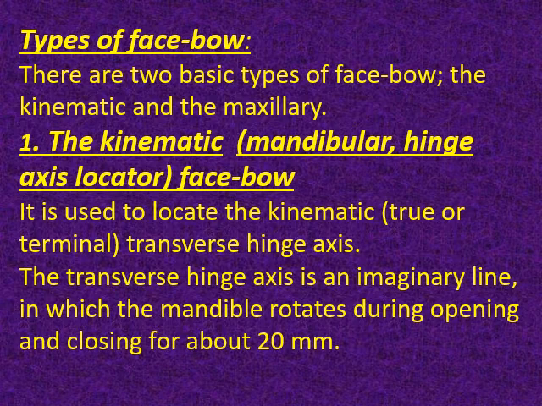Types of face bow. There are two basic types of face bow: the kinematic and maxillary face bow. Kinematic or mandibular, also named hinge axis locator face bow. It is used to locate the kinematic or true terminal transverse hinge axis. The transverse hinge axis is an imaginary line around which the mandible rotates during opening and closing for about 20 millimeters.